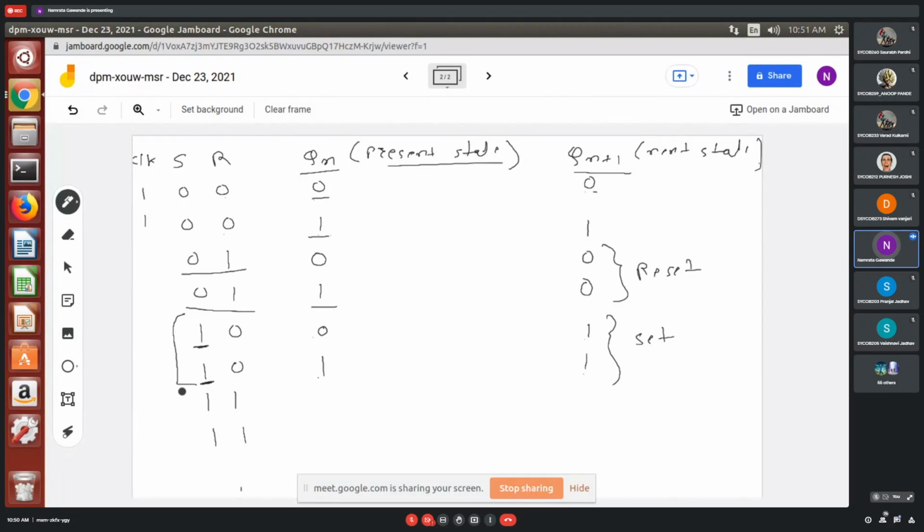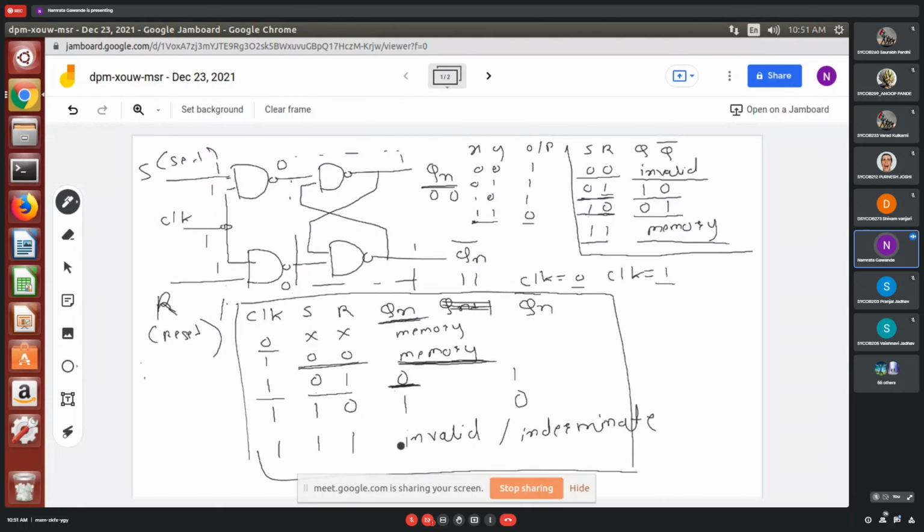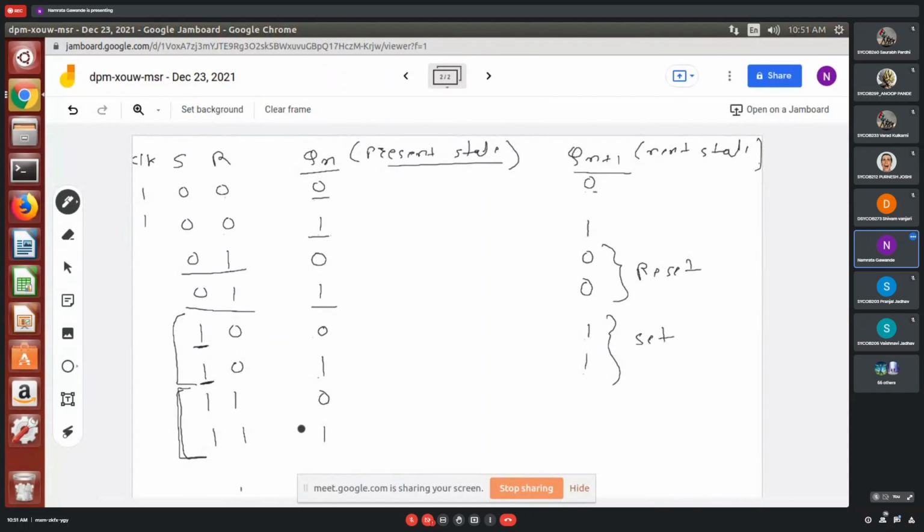And for these two conditions, 1 and 1, if we assume the present state is 0 or the present state is 1, in both cases for 1, 1 we get the invalid output for the next state. Invalid means what? We are not getting the complementary output.